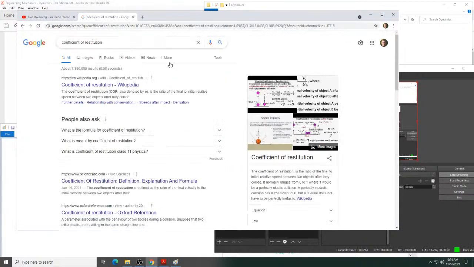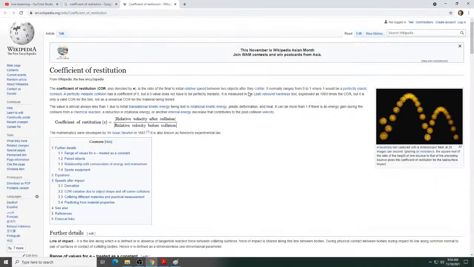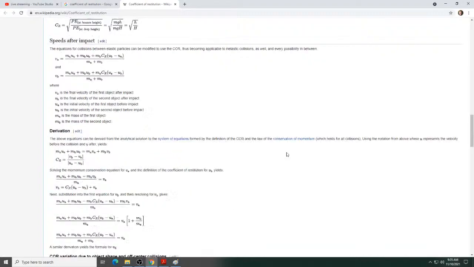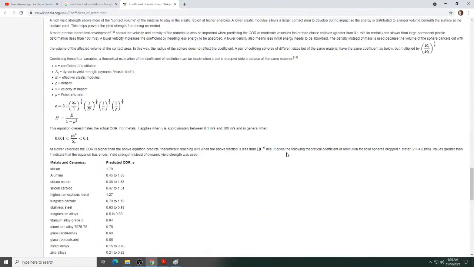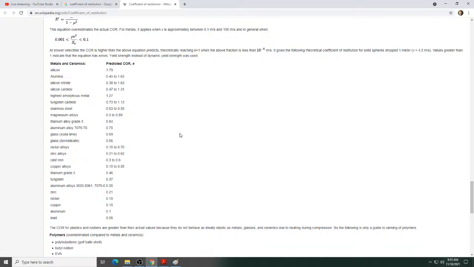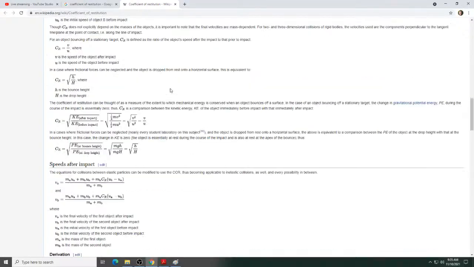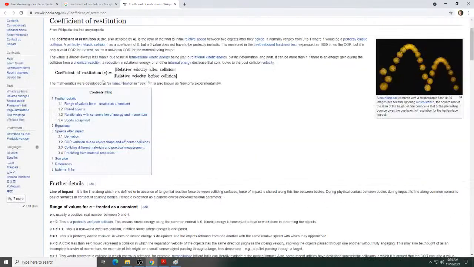Okay, so if you look up coefficient of restitution, you'll find it on a Wikipedia site. And it says it's the relative velocity after collision over the relative velocity before collision, and that's really true. But the equations, well, it doesn't do. It has several coefficient of restitution things down here. But here, let's do this. Let's see if I can do this.